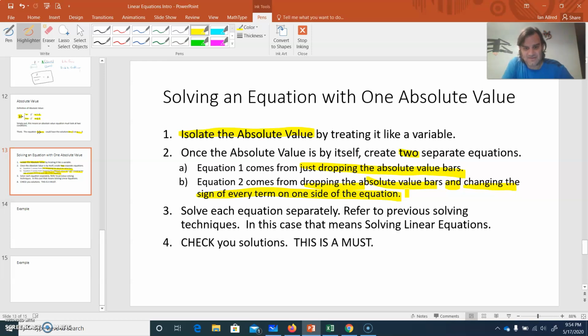So at that point, we have two completely separate equations. And what that means is we're going to solve both of them. Okay, and that's where we could get two answers. But because in the process we may not be paying attention, or something just might not work out for the equation, I highly recommend that you check the solutions. Okay. So let's go to some examples.